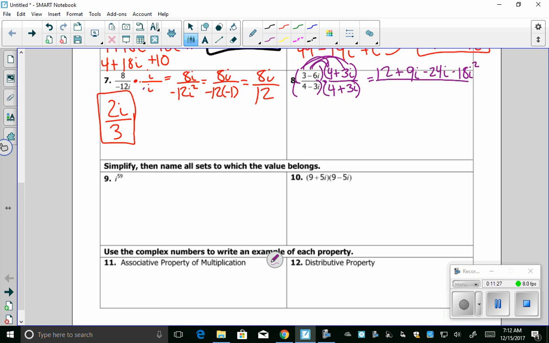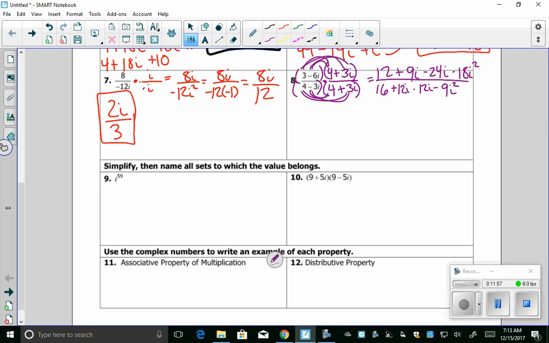So now we have to do the bottom. 4 times 4 is 16. 4 times positive 3i is plus 12i. Negative 3i times 4 is negative 12i. And negative 3i times positive 3i is negative 9i squared. From here, we need to combine our like terms.